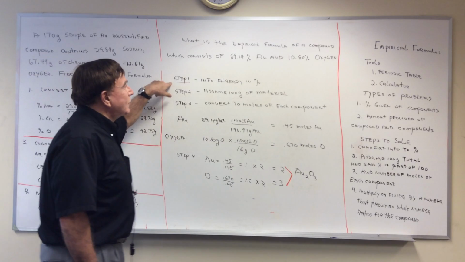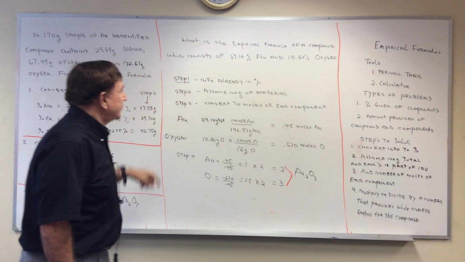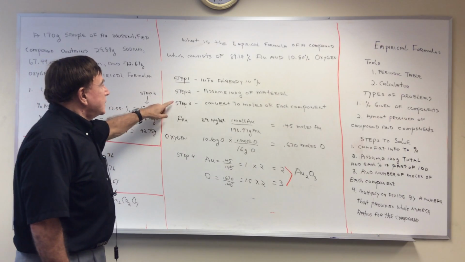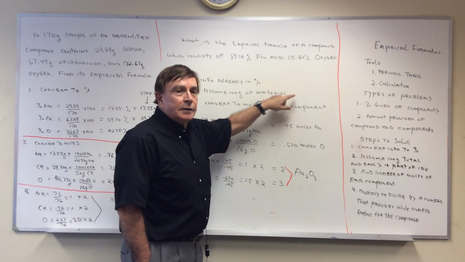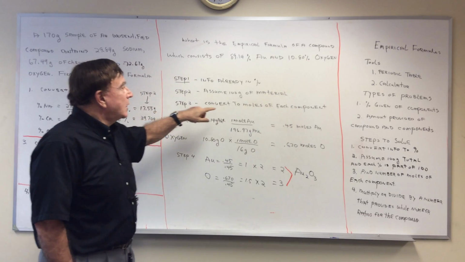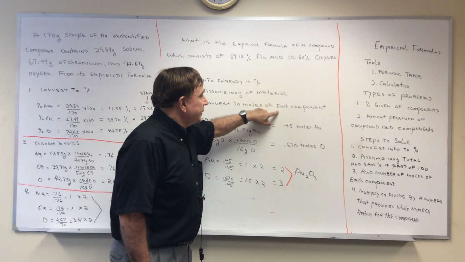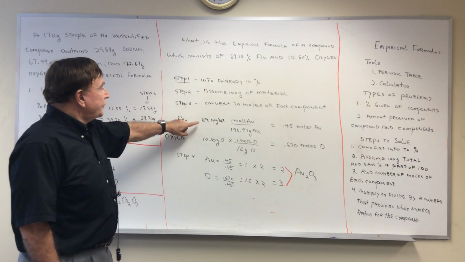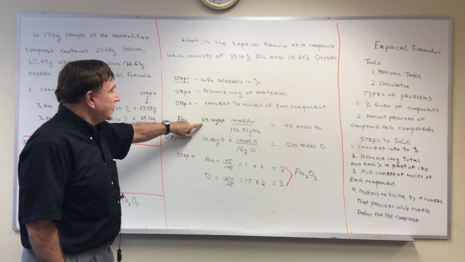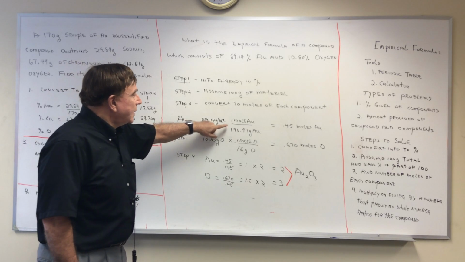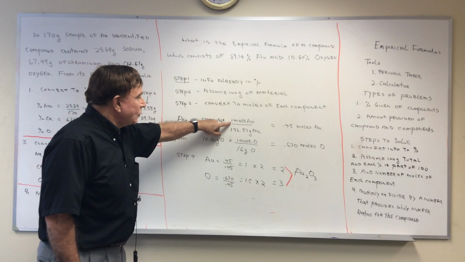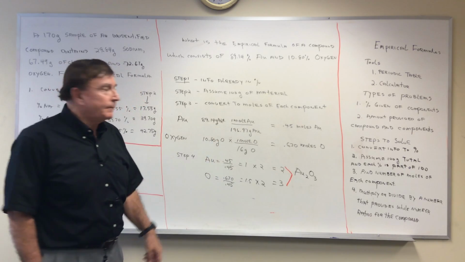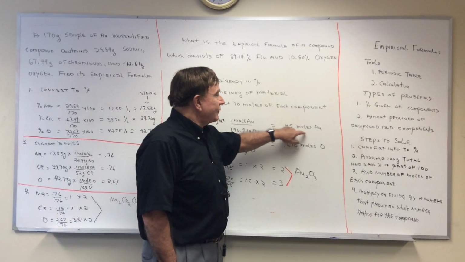Step one, the info is already in percentage so we don't have to do anything. Step two, we assume 100 grams of material, which equals 100%. Step three, you convert to moles each component. We have two components, gold and oxygen. In this case, we have 89.14 grams of gold. We convert it to moles, which is 1 mole over the atomic weight. The atomic weight you get from the periodic table. And you get 0.45 moles.